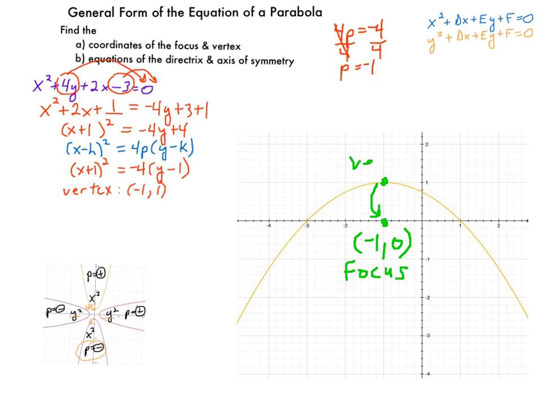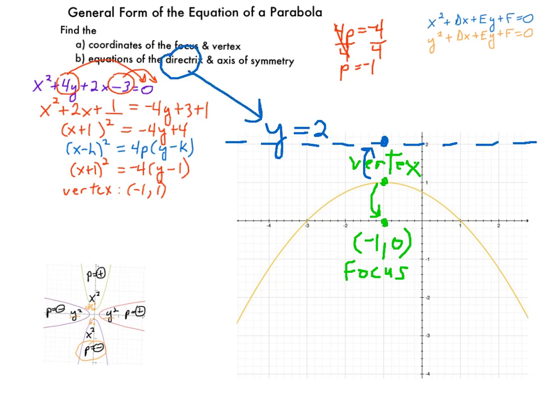Just so it's been said, this is the vertex. What else do we have to find? The directrix. Remember, the vertex is the midpoint between the focus and the directrix. So if the focus is p units away, so is the directrix in the other direction. But the directrix is not a coordinate. It is not just that point right there. It is the entire line, y equals 2. This is your directrix right here, y equals 2.